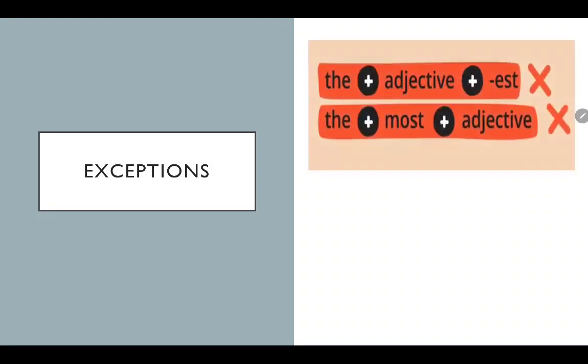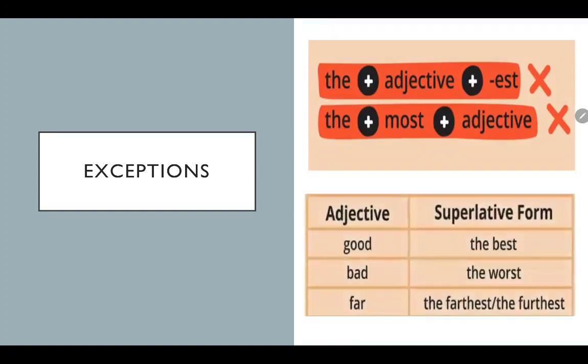But we have the exceptions. Exceptions to the plus adjective plus est and the plus most plus adjective. Example, good. It will become the best. Bad, it will become the worst. And far, it will become the farthest or the furthest. We cannot add any est or most. We don't have to add this one and also this one. Okay?